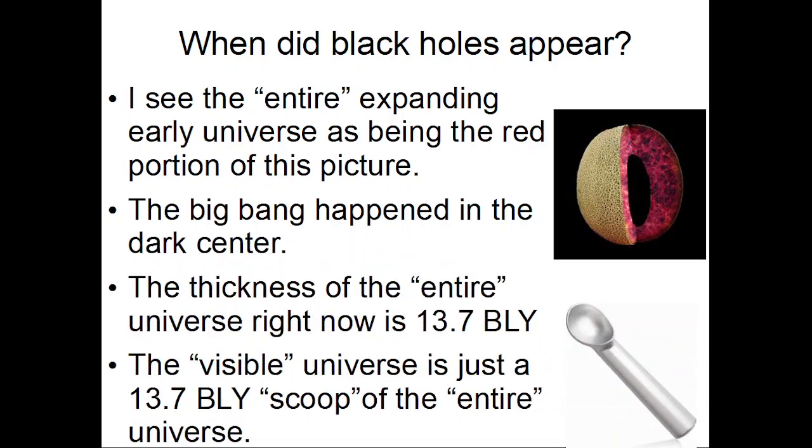I visualize the entire universe as being the red portion of this picture. The Big Bang happened in the dark center and is now outside our universe. The thickness of the entire universe is the thickness of the red portion of the picture. And right now that thickness is about 13.7 billion light years. The visible universe is just a round scoop of the entire universe. And the visible universe has a diameter of 13.7 billion light years.